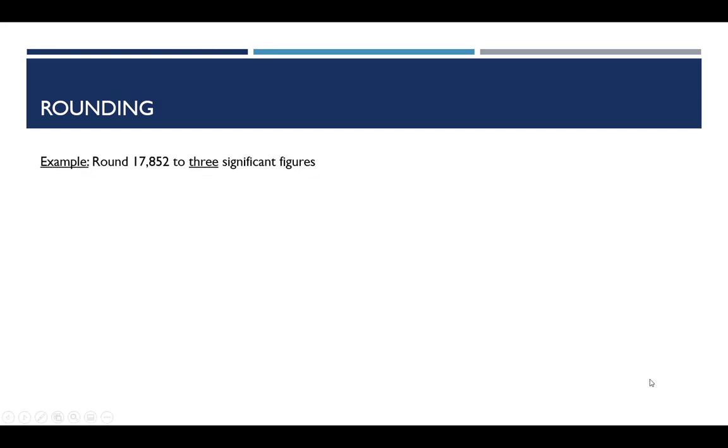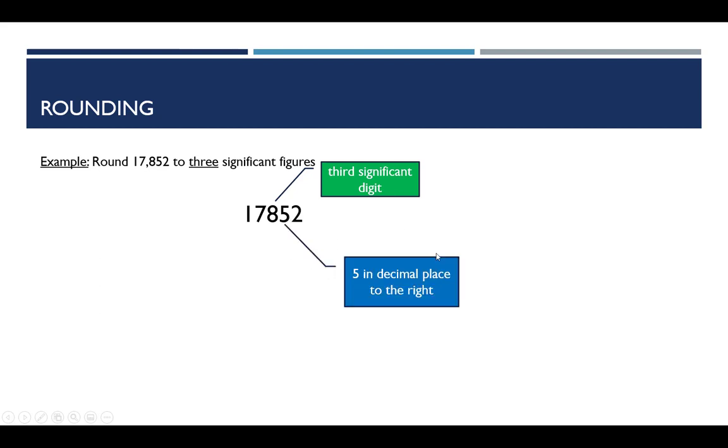Here we have another example. I would like you to round 17,852 to 3 significant figures. So the first thing that we need to do is identify the first 3 significant figures. So none of these are zeros, so 1, 2, 3. The 8 is the third significant digit. The digit that we look at to determine rounding is the 5. So that is the decimal place, and we look at the 5, and it tells us we need to round the 8 up to a 9.